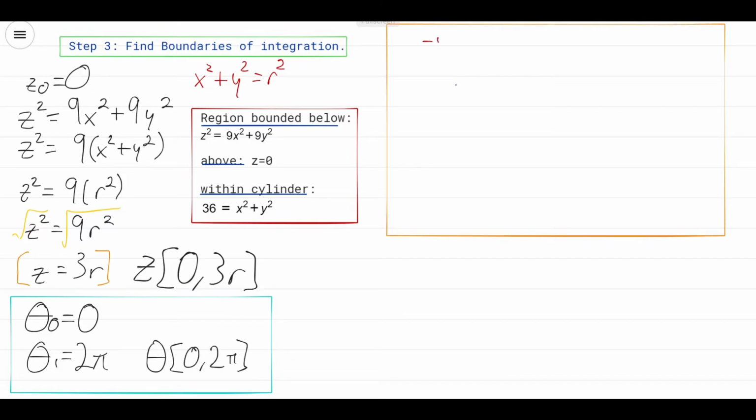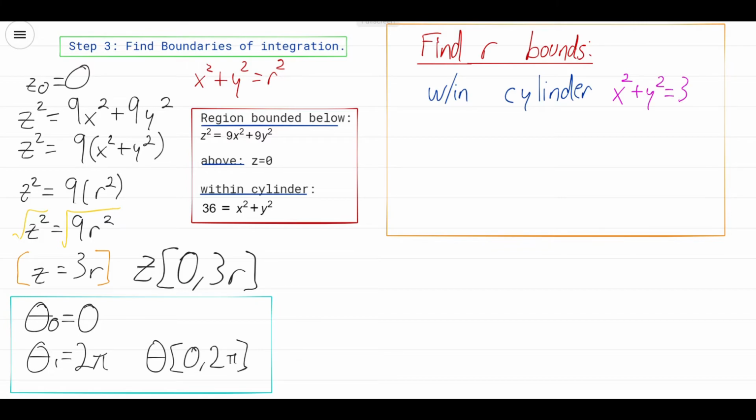So now let's compute the r bounds. Let's find the r bounds within the cylinder. We know x squared plus y squared is equal to 36. So we know that our inner bound is 0 because it doesn't specify another cylinder that's centered at the origin. So our r is 0.